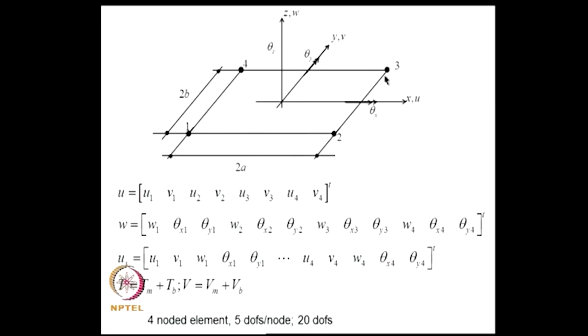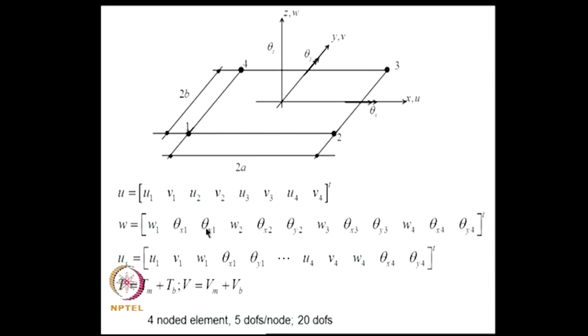So, the nodes are 1, 2, 3, 4, and at every node I will have, for membrane action, 2 degrees of freedom, and for flexural action I will have 3 degrees of freedom. So, therefore, W will be this, and S is subscript for shell, and this will be this. So, this will be a 20 degrees of freedom model. There are 4 nodes, at each node there are 5 degrees of freedom. The 5 degrees of freedom are U1 V1, W1 theta x1 and theta y1 at node 1.